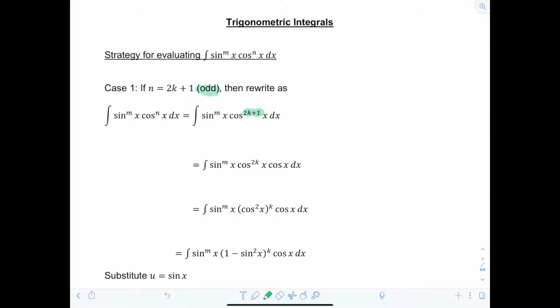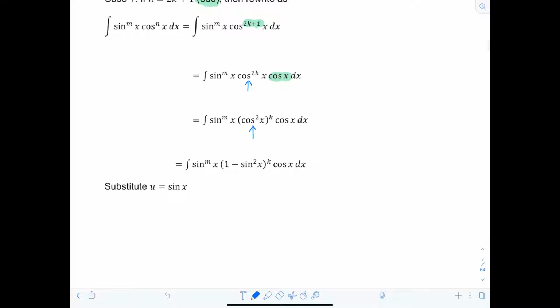Well, what you do is you factor out or you separate one of the powers of cosine of x. And the goal is for that one little cosine of x to get absorbed with the dx when you make a u substitution. And the cool thing is now that you have cosine raised to the 2k of x, that means that's going to be an even exponent. So I can rewrite it as cosine squared raised to the k, and then replace cosine squared with 1 minus sine squared of x.